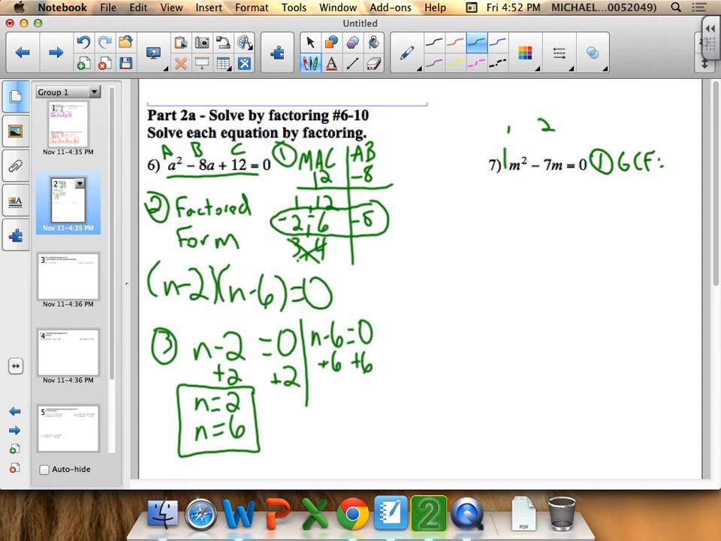So I'm going to the variables now. The first chunk has 2 m's. This only has 1 m. And when it comes to variables, I can only take out the greatest in common. They only have 1 m in common with each other. So my GCF in this case is m. I found my GCF. Now I'm going to rewrite it in factored form.